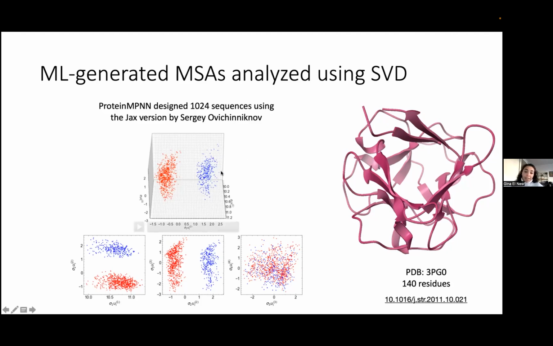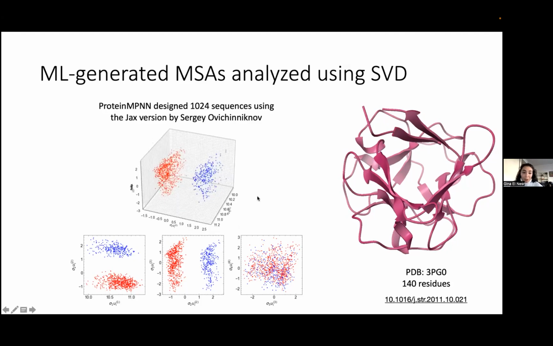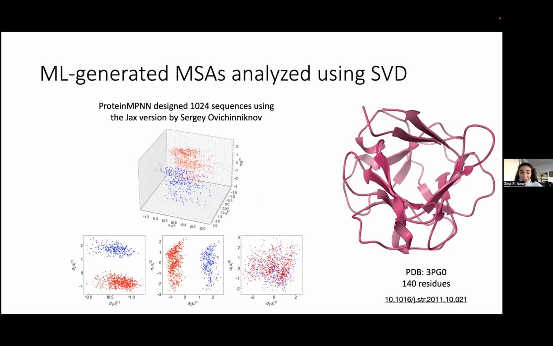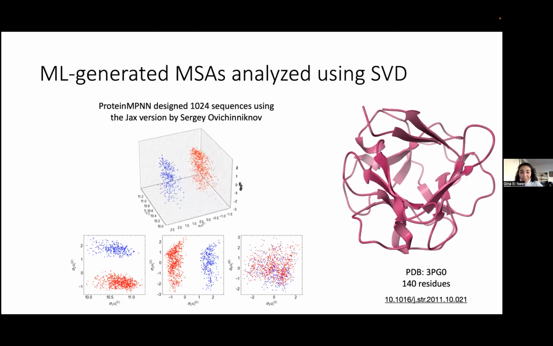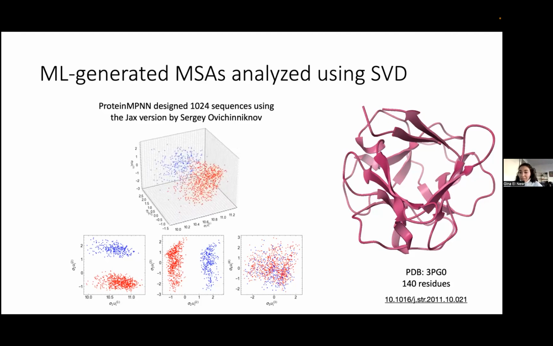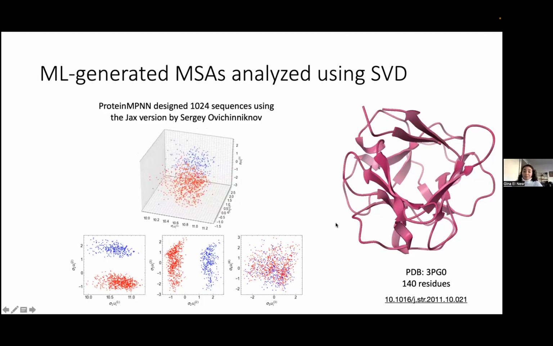And so I designed sequences using the JAX version of ProteinMPNN by Sergey. It's an incredible version. It's on Google Colab. Highly recommend everyone goes and checks it out. He does a lot of awesome things. And then I just projected those sequences that ProteinMPNN spit out into sequence space. So what's pretty neat is that it clusters into 2 very, very distinct clusters. Like you can draw a nice line, a nice plane in between, and it'll separate all of those sequences.